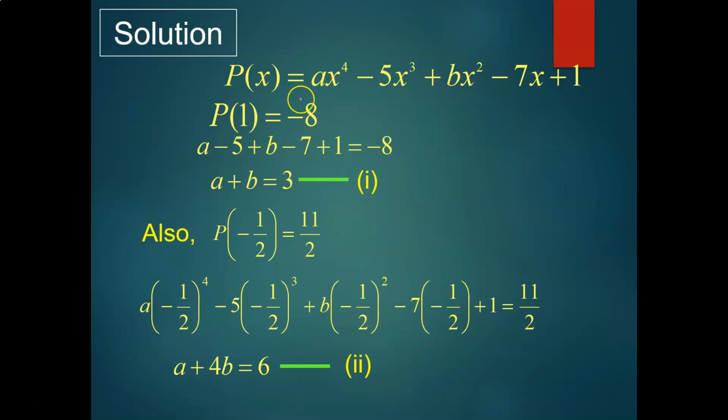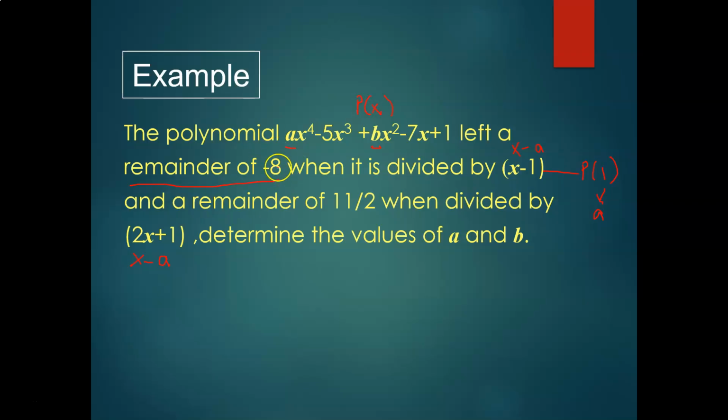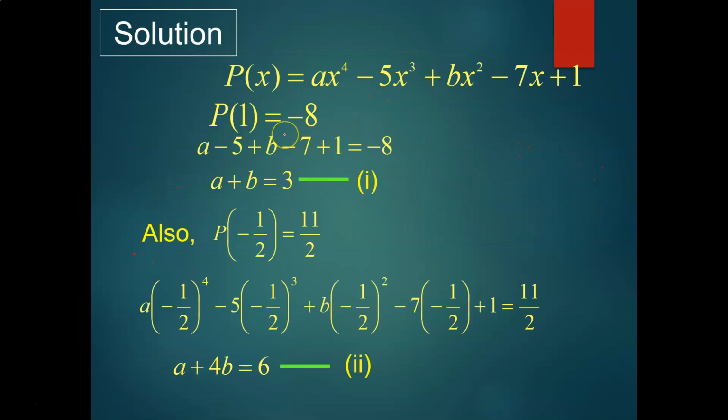So, P1, you akan dapat negative 8. Negative 8 ni just now, dia punya remainder. Okay, so you substitute lah this one into this equation. So, you get 1 times A, negative 5 times 1 to the power of cube. Mengganti masuk dalam semua x over here. So, it's equal to negative 8. And then, you susun, rearrange, solve for this one. You obtain first equation. This is your first equation, okay?